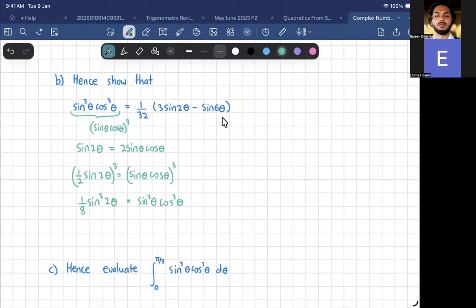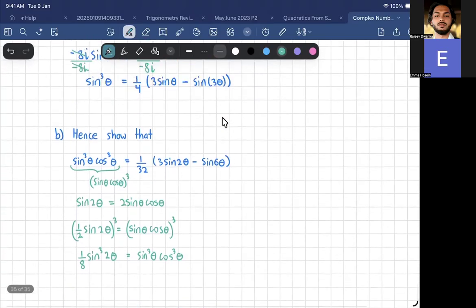Okay, so we have 1 over 8 sine to the power 3 2 theta is equal to sine cube theta cos cube theta. Now I'm smelling something. Don't worry, I'm not smelling you.